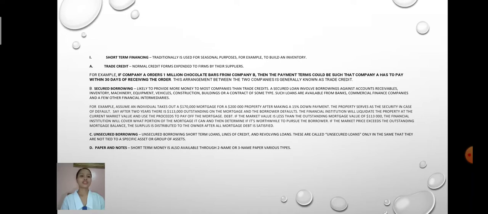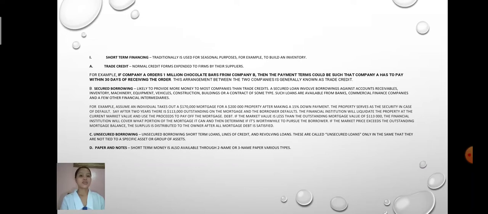Short-term financing traditionally is used for seasonal purposes, for example, to build an inventory. A. Trade credit. Normal credit forms extended to firms by their suppliers. For example, if company A orders 1 million chocolate bars from company B, then the payment terms could be such that company A has to pay within 30 days of receiving the order. This arrangement between the two companies is generally known as trade credit.